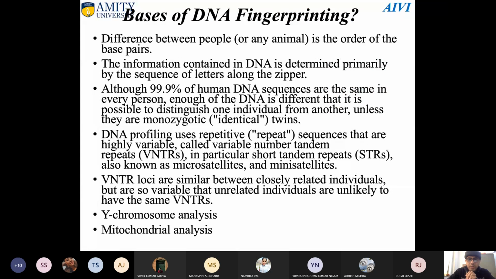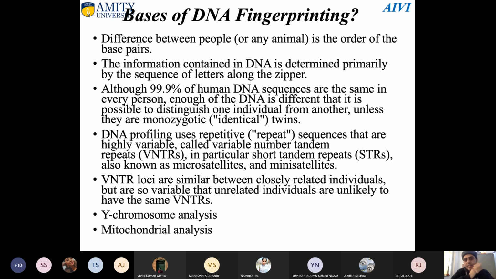So we call those VNTRs and STRs. In detail, what they are and what types of sequence there are, we can call VNTRs and STRs. Then one more thing: we are talking about dissimilarity, but on the basis of similarity also we have to talk, so that then we can connect.